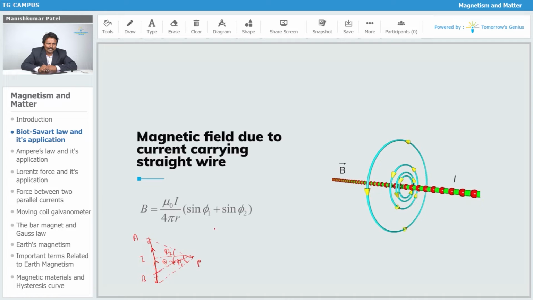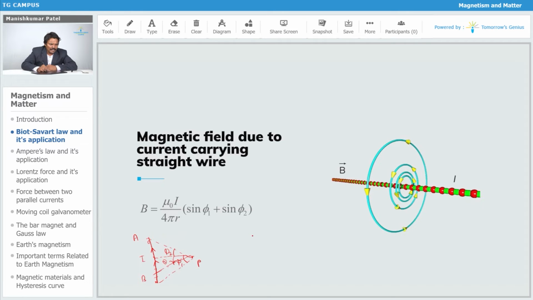By doing this process, finally we will get the result B equals mu 0 I upon 4 pi r, in bracket, sine phi 1 plus sine phi 2. Phi 1 and phi 2 are the angles extended by the extreme ends at the center of the line which joins to the conductor. This is a very important expression for the magnetic field because of a finite current carrying conductor.